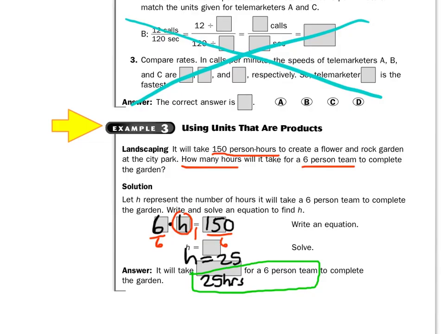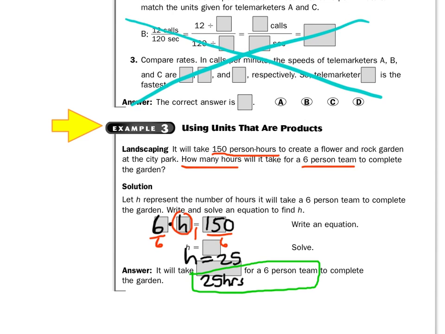All right, so look at example 3 with me. Let's say it would take 150 person hours. That's a weird label, but 150 person hours to create a flower and rock garden at the city park. How many hours will it take for a 6-person team to complete that garden?